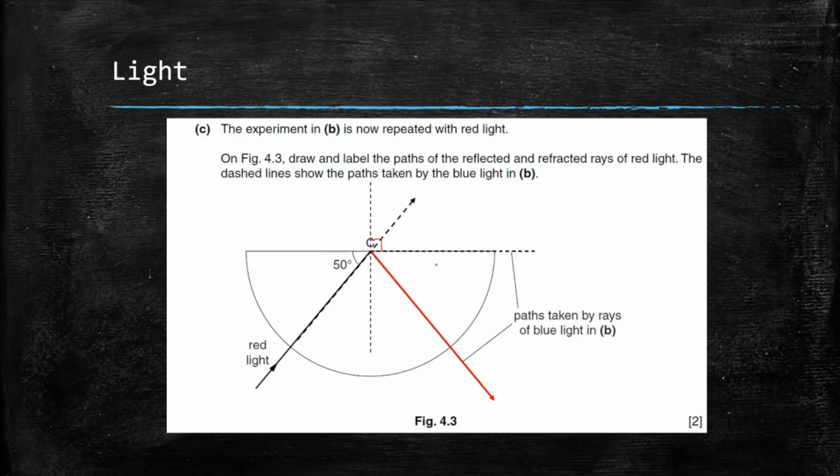So, the refracted ray of the red light must be drawn slightly above the blue light. Once again, because the blue light has shorter wavelength, it will be bent farther than the red light. So this is the path of the red light.